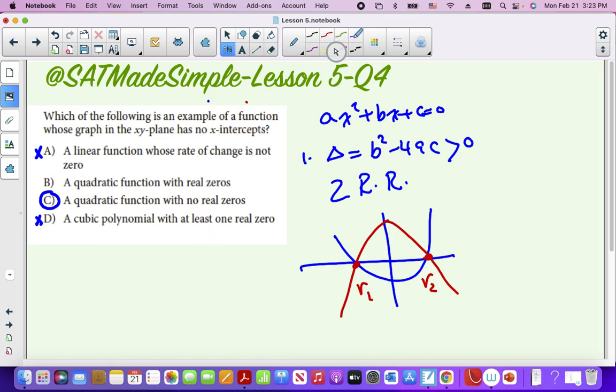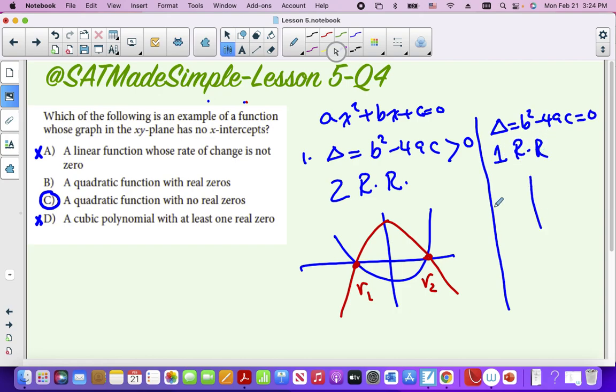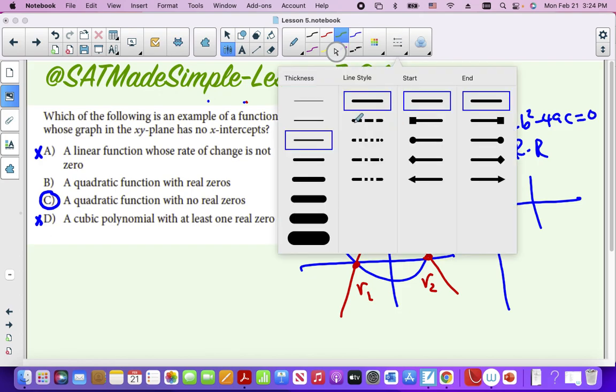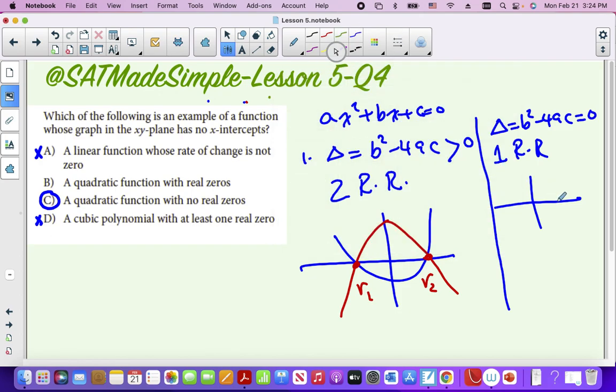In the second case, if the discriminant delta, which is equal to b squared minus 4ac, is equal to 0, then we have one real root. So the graph will look something like that. It will cross the x-axis in 1 point, either this way or this way, or up and down, or this way or this way. So in this case we have one intersection with the x-axis.